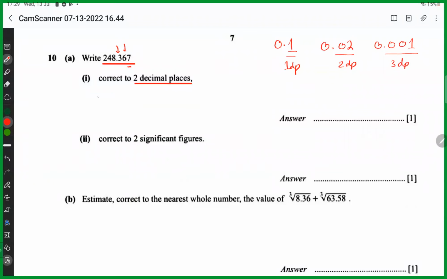All right. What is the number? The number is 248.367. When the examiner says 2 decimal places, he basically means we need to do something with this number. So either it would remain 6 or it would become 7. How do we decide that? By looking at the next number. The next number is greater than 5. So certainly the 6 would become 7, and I will write it as 248.37. This is going to be the number.